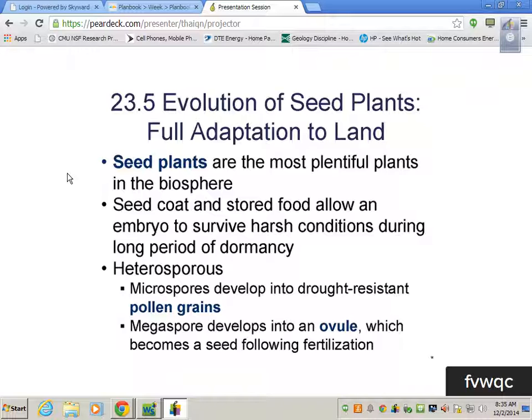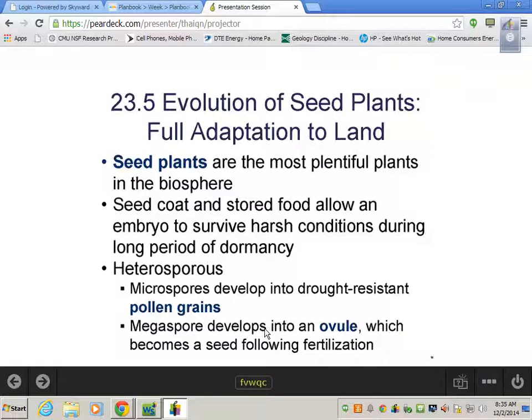So seed plants are the most plentiful plants in the biosphere. So we're going to take a little nature walk. You guys are going to try to identify as many of these as you can. The only tough part is it's pretty dang cold out, and most flowers are not present right now, but that's okay. Now the seed coat, that's where you store food and allow an embryo to survive harsh conditions during long periods of dormancy. We live in Michigan. What does a long period of dormancy look like in Michigan? Winter, right? It's like November, December, January, and most of February.